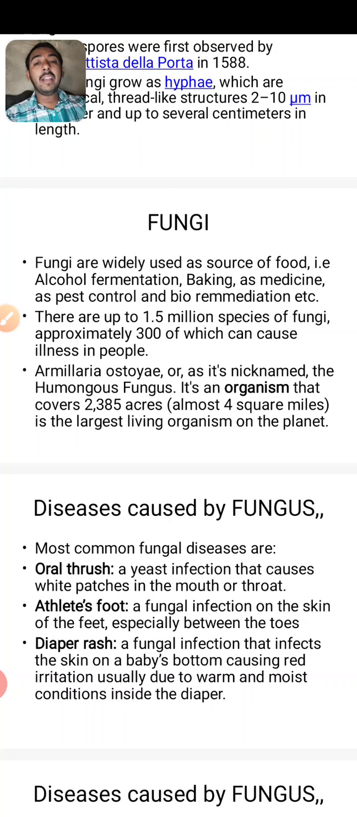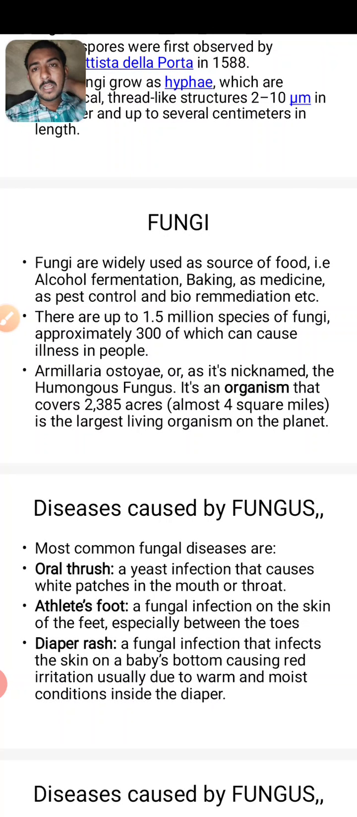So when discussing its use, they are widely used as a source of food. Mushrooms are widely used as a source of food. They are also used in baking and in alcohol fermentation. Now what is alcohol fermentation? Basically, it is the process by which alcohol is produced. It occurs in the absence of oxygen and in the presence of certain enzymes, which help in the formation of alcohol and carbon dioxide. Then it is also used as a medicine. It has very many usages. Then it could also be used as pest control.